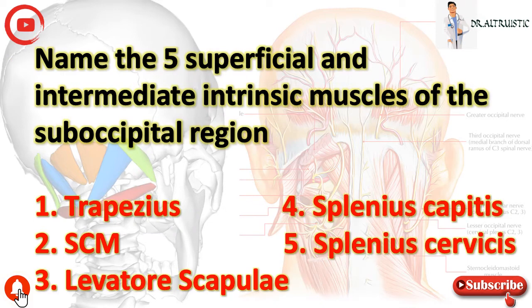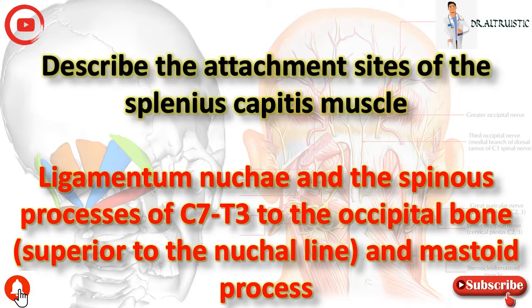Name the 5 superficial and intermediate intrinsic muscles of the suboccipital region. 1. Trapezius. 2. SCM. 3. Levator scapulae. 4. Splenius capitis. 5. Splenius cervicis. Describe the attachment sites of the splenius capitis muscle. Ligamentum nuchae and the spinous processes of C7-T3 to the occipital bone, superior to the nuchal line, and mastoid process.